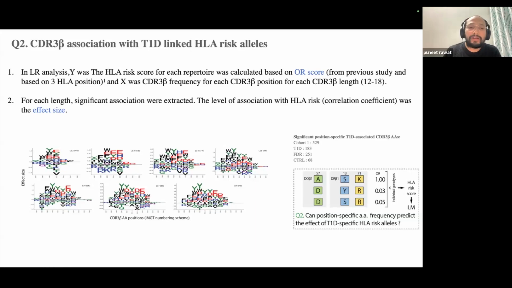We did different logistic regression tests and found that, for each CDR3 length from 12 to 18, certain amino acids are being restricted by this HLA risk score. You can see these logo plots here, which show which amino acids are positively associated with the HLA risk score and which are negatively associated. For each regression, we got a coefficient, which we called the effect size, showing how much it is actually affecting.